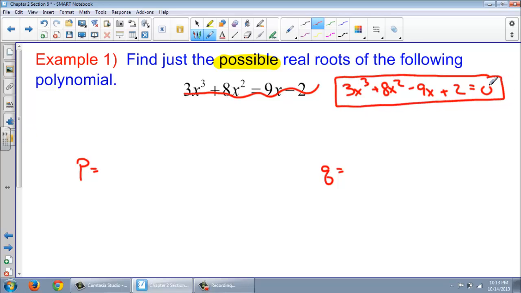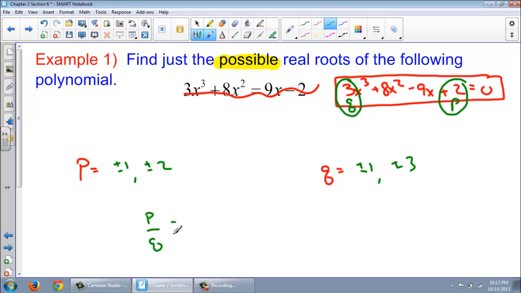All right, so our P's are all of the factors of our constant. So what are the factors of 2? 1 and 2. Our Q's are all of the factors of our leading coefficient. So what are the factors of 3? 1 and 3. Now we have to find our P's divided by our Q's. So take our first P divided by our first Q. 1 divided by 1 is 1. 1 divided by 3 is 1/3.